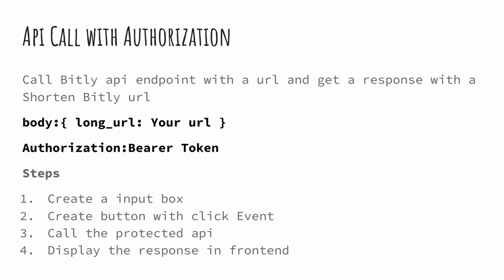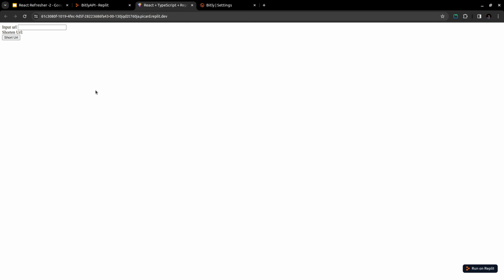Today I have come with another awesome tutorial: an API call with an authorization. This is also a very common interview question that you get as a beginner React developer. So this is the simple description: you have to call the Bitly API endpoint, and it is a protected API. You have to call it with the authorization and get the response with the shortened URL. So basically you send the API endpoint with your URL, and in the response you get the shortened bit.ly URL. This is the kind of simple thing that we are going to build.